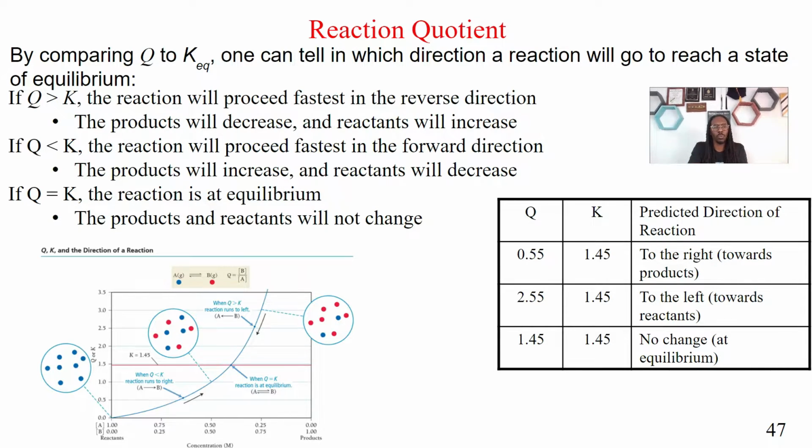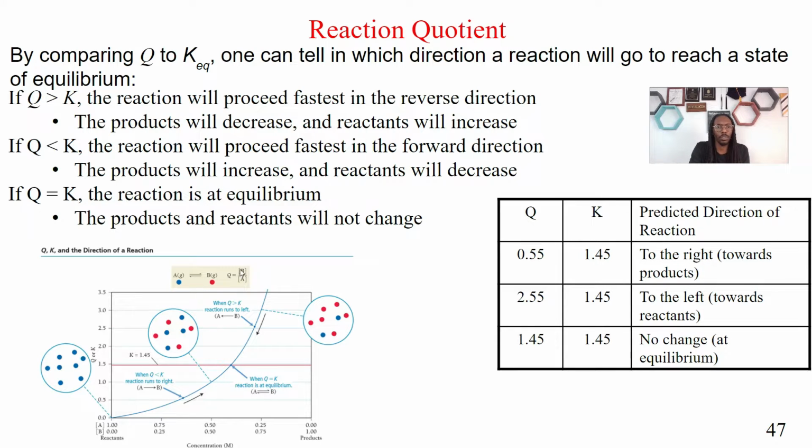If our Q is less than our K, our reaction will proceed fastest in the forward direction. So our products will increase and our reactants will decrease. And lastly, if our Q is equal to our K, our reaction is actually at equilibrium, so our products and reactants are not changing at all. We're at equilibrium.